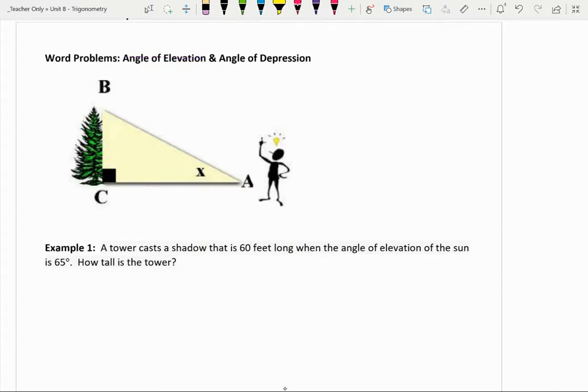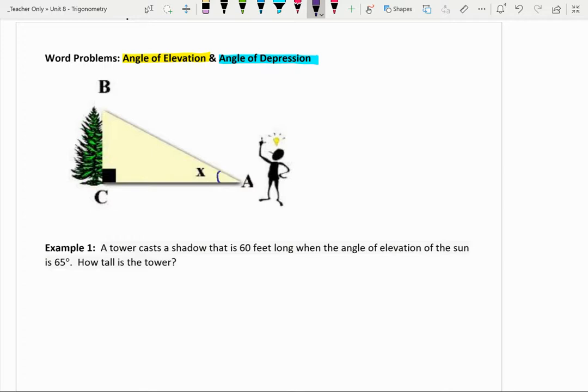Angle of elevation and angle of depression. So we've got two different ideas here. Angle of elevation and angle of depression. So I think we can all imagine a person standing looking at the top of a tree.